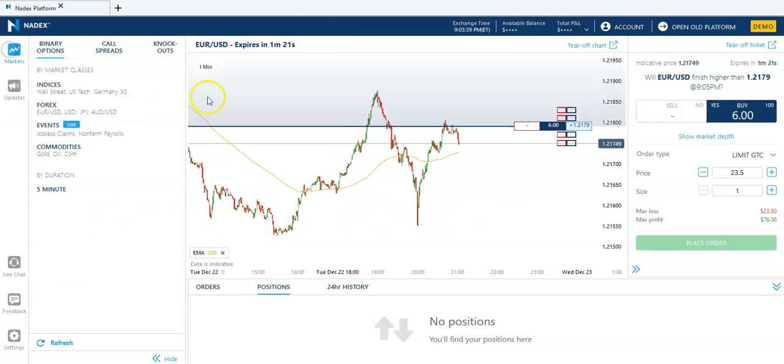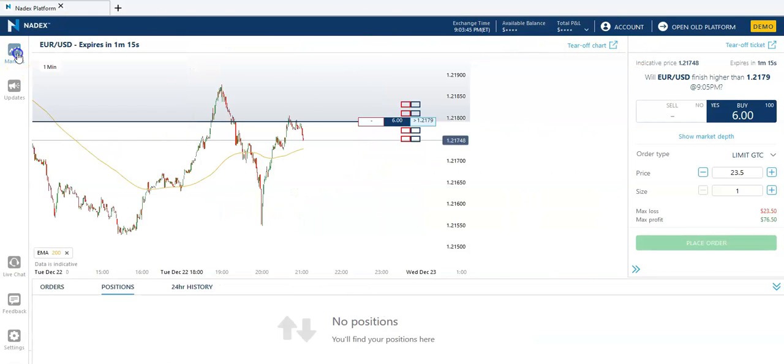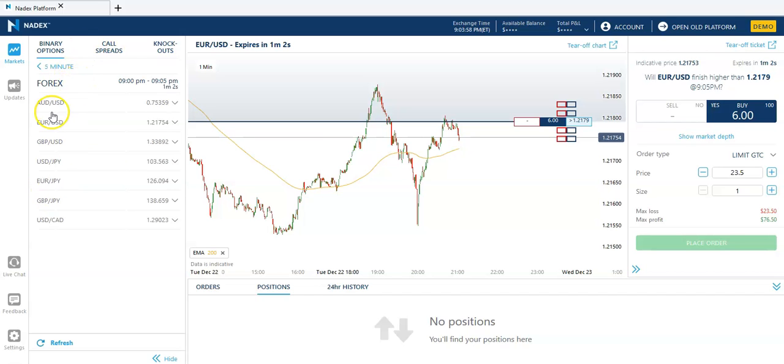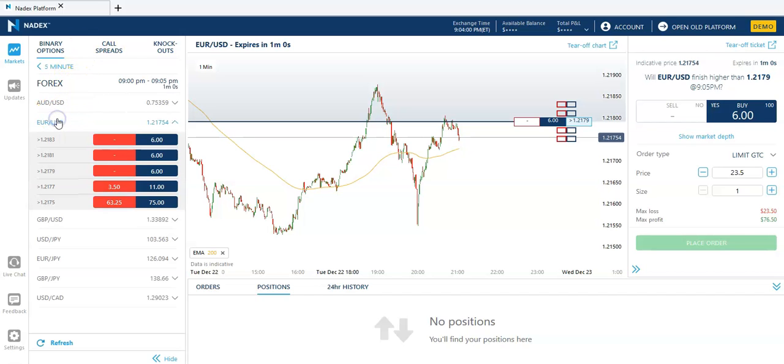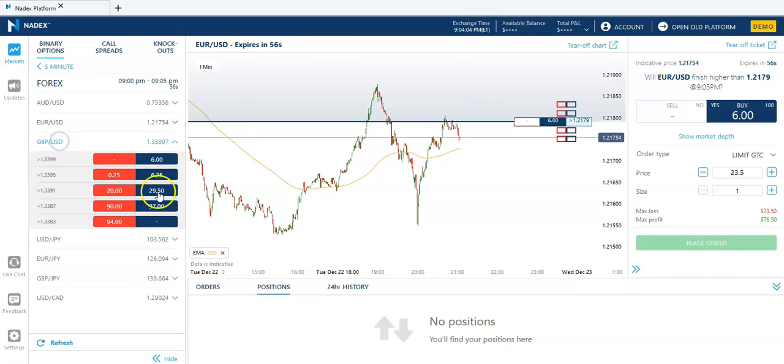Okay, so let's jump in. Right here, we are in Nadex, right? And what we're going to do is come over here to markets, and talk about the 5-minute binary options. Now, you can only do this with Forex. So if you're a Forex trader, it's kind of cool overnight. Let's take a look at the euro dollar, right? Or actually, let's do the pound dollar.